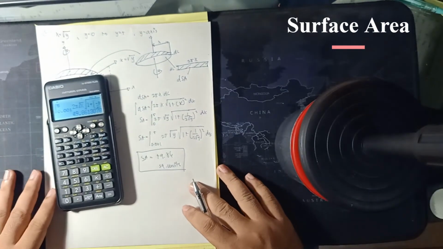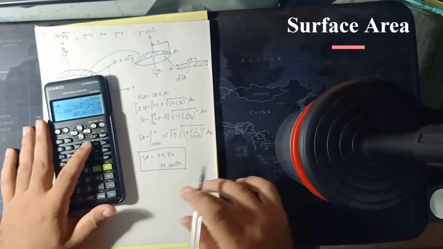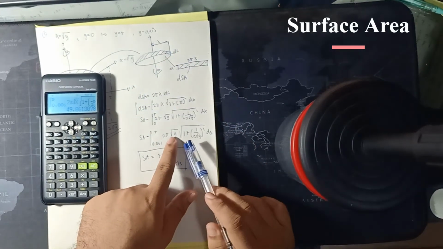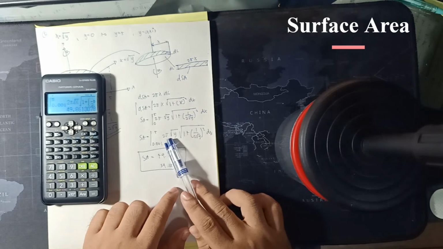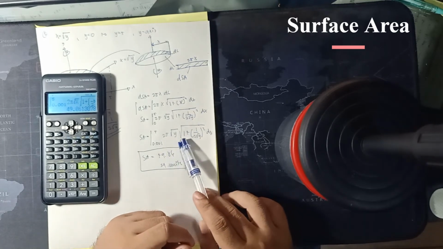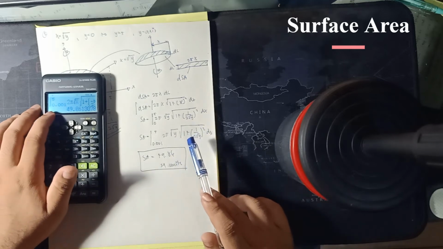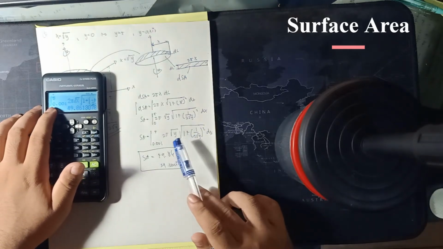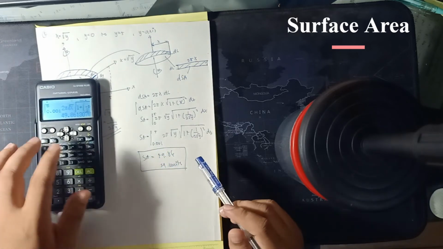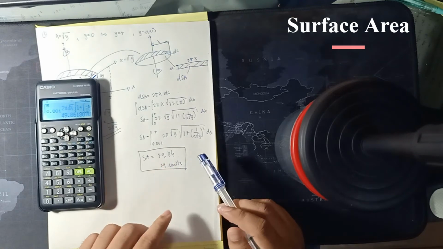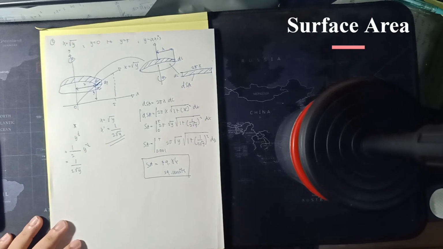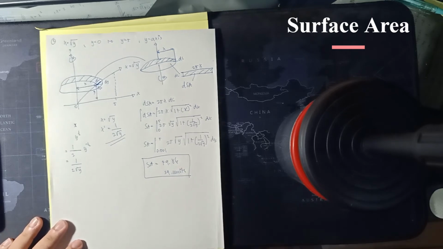Please take note that sometimes your answer will give a math error because of the given, such as using square root of y, and you will reach infinity or undefined. So instead of 0, you could put 0.001 as a limit. The answer is 49.86 square units, and that is for your surface area sample problem number 2.